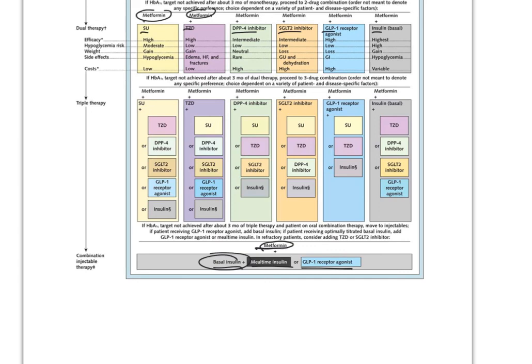Okay, so that wraps it up for the oral hypoglycemics, mostly oral, primarily for type 2 patients, diabetes type 2. In the final video, I'll do a little summary of insulin therapy.